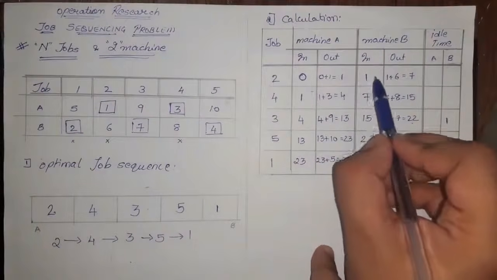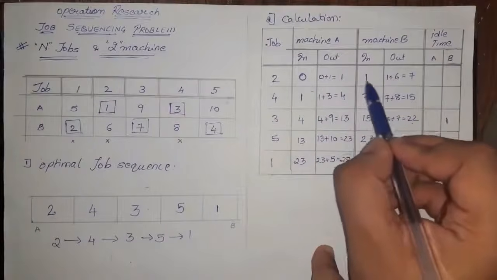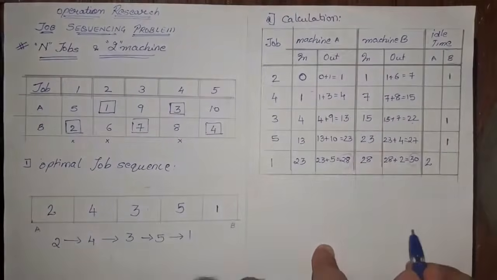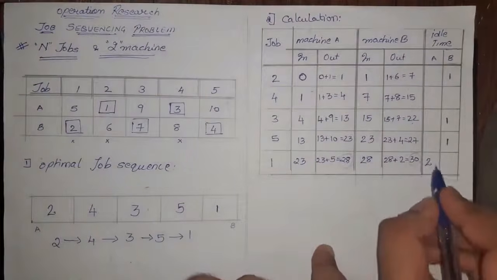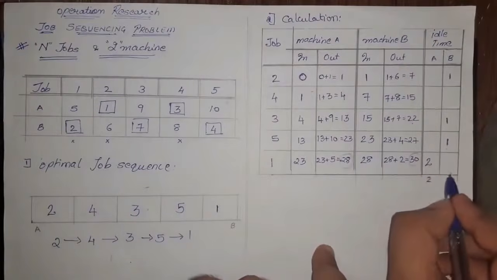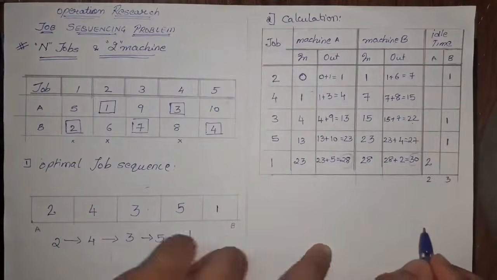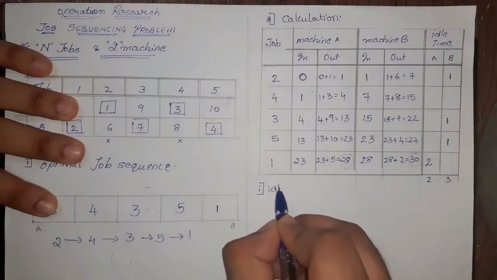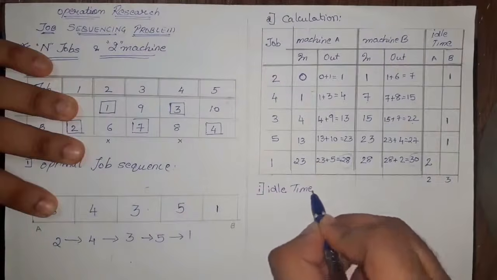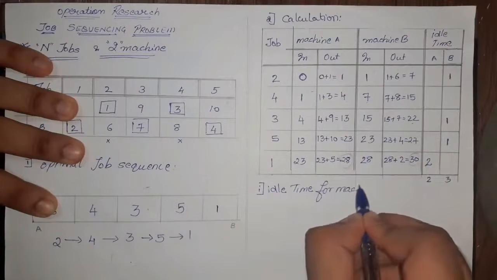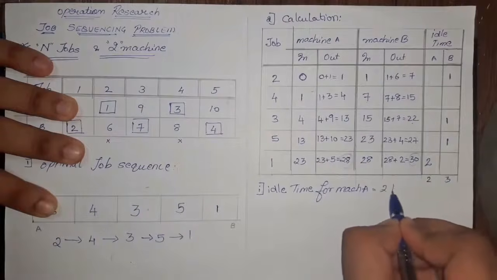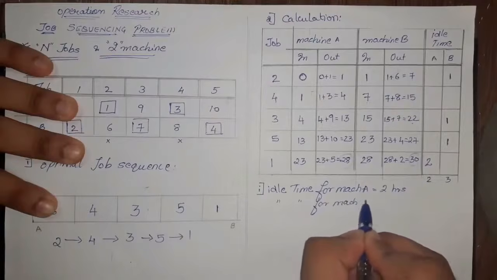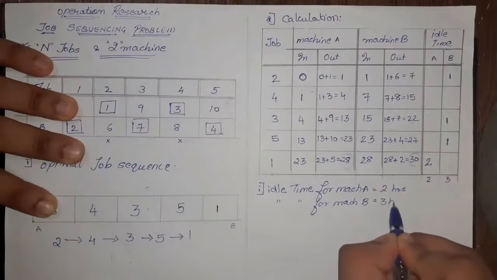Now machine B started after 1 hour. The in time was after 1 hour, meaning from 0 to 1 it had to wait, so another idle time appears here. So in total, A had an idle time of 2 hours, whereas B had an idle time of 3 hours. To conclude this, number one, we need to first find the idle time. The idle time for machine A is equal to 2 hours. Idle time for machine B is equal to 3 hours.